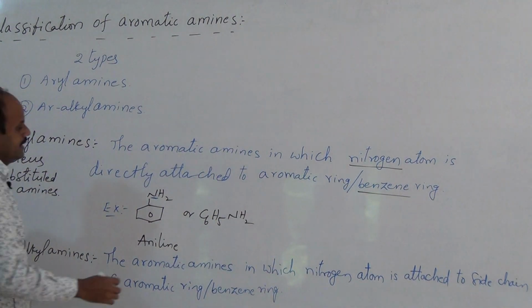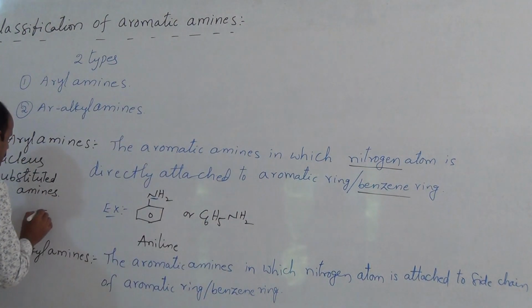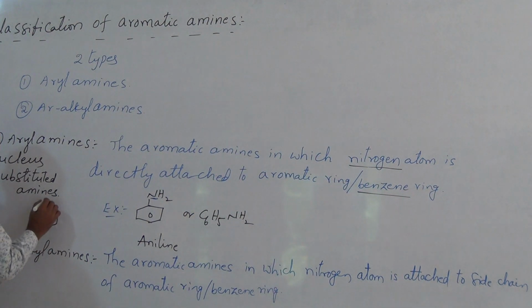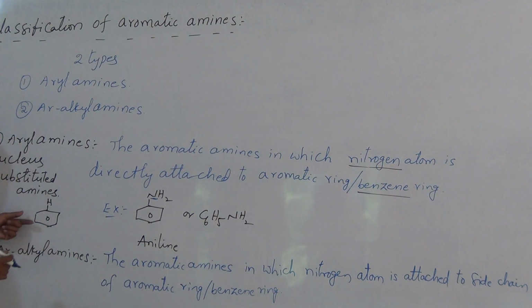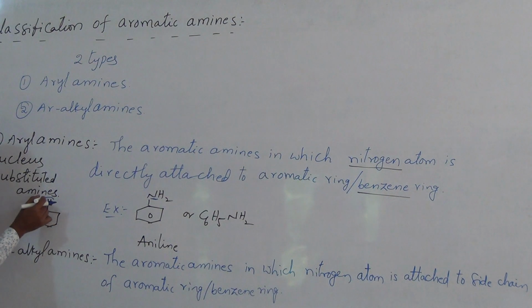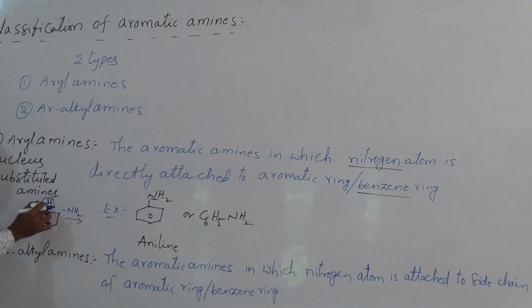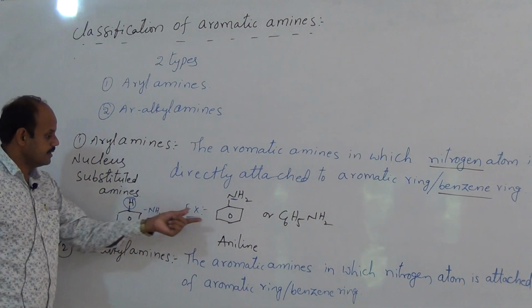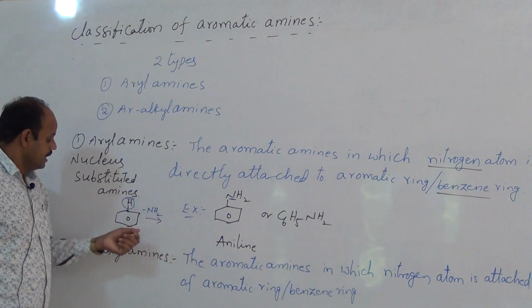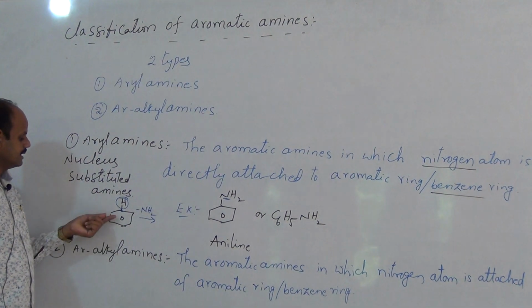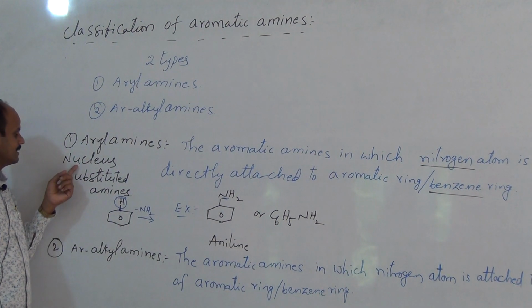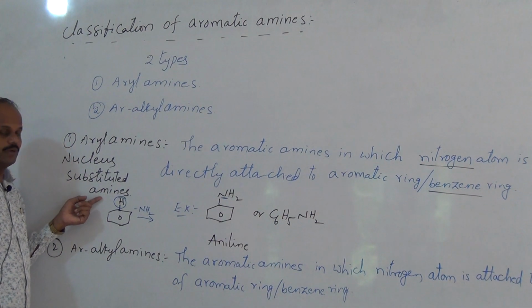Why? Because here if you take benzene, then in this one nucleus is benzene. In this one if you removed hydrogen and if you entered NH2, then it can attack on this benzene nucleus. Then where is the substitution takes place? Benzene nucleus only. Then you get aniline. Hence here substitution takes place in the nucleus only. Hence it is called as nucleus substituted amines.